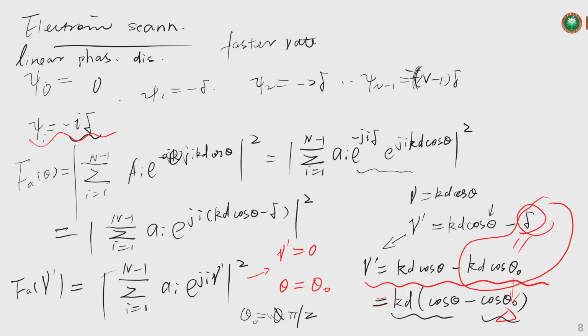However, if we change the theta node from pi over 2 to 0 degree, what is going to happen? First, the beam direction is going to change, all right? If this is correct, definitely. And also the beam width is going to be changed.